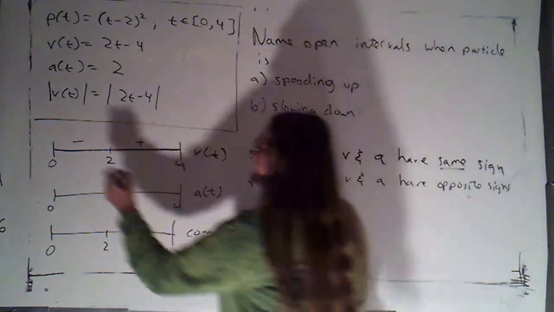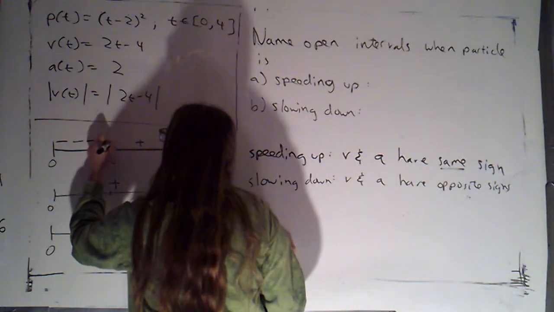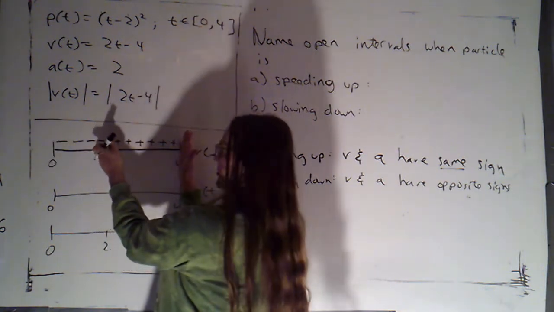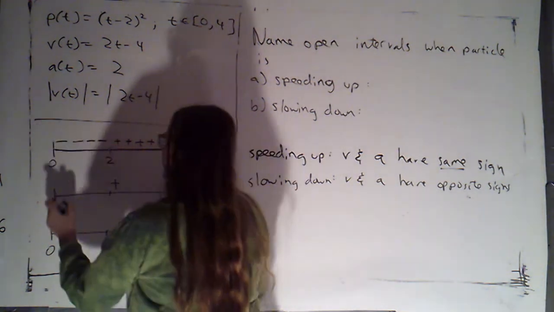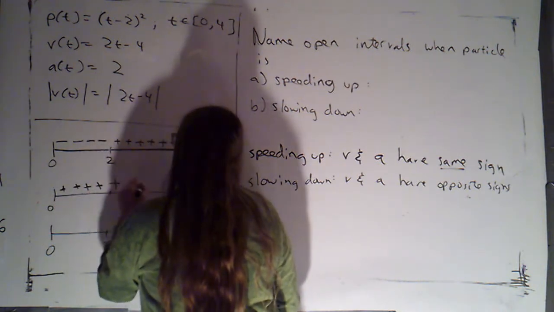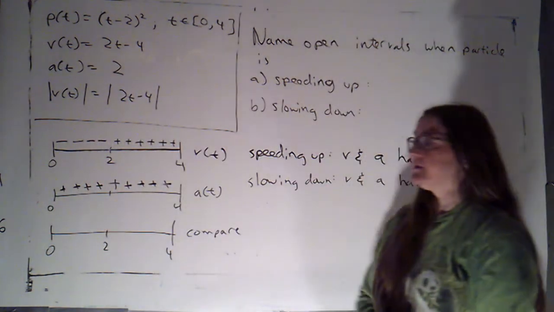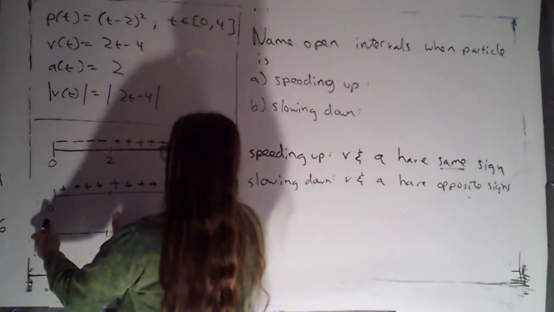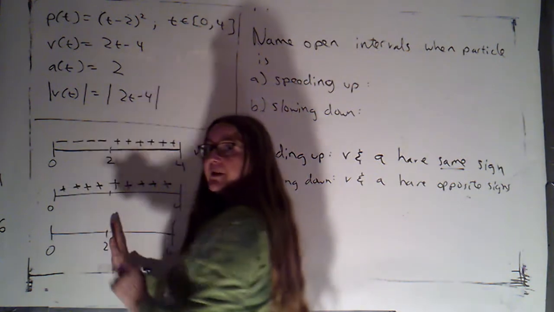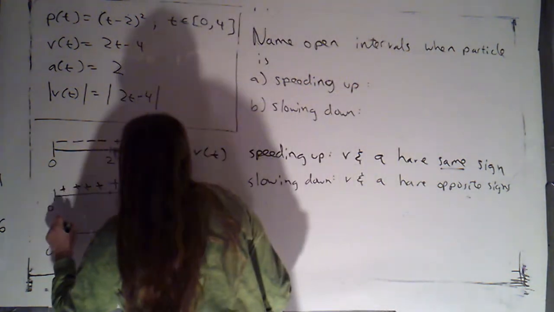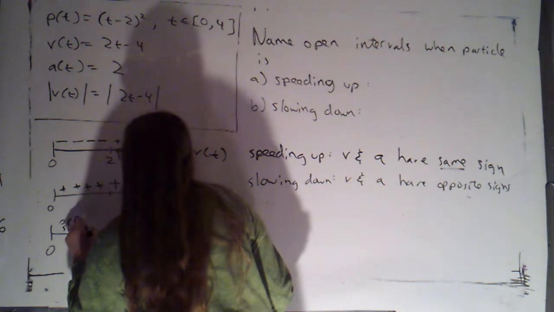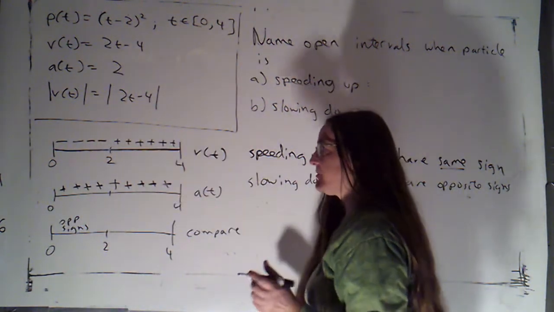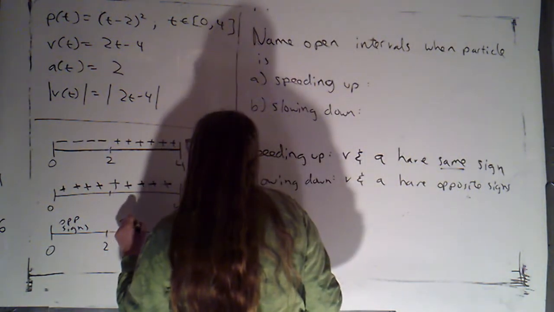I'm going to mark off all the points where either one of them changes sign. And then just to make it easier to compare, I'm going to fill this in. Velocity was positive on this entire time interval and negative on this entire time interval. And acceleration was positive over the entire interval from 0 to 4. Now I can see from 0 to 2, velocity is negative, but acceleration is positive. I've got opposite signs. And from 2 to 4, velocity is positive, and acceleration is also positive. I've got the same signs.